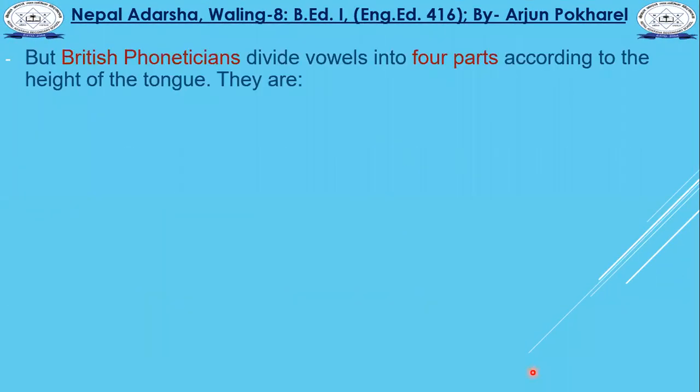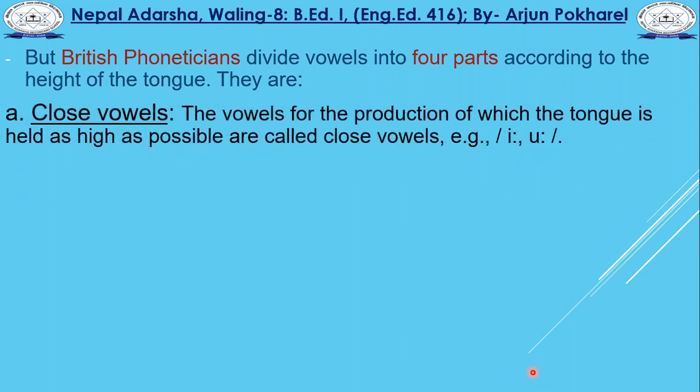The next classification is done by British phoneticians. They divide vowels into four different parts according to the height of the tongue. The first one is closed vowels. For the production of these vowels, the tongue is held as high as possible. Here we have to use the term as high as possible. That's why long e and long u are closed vowels.